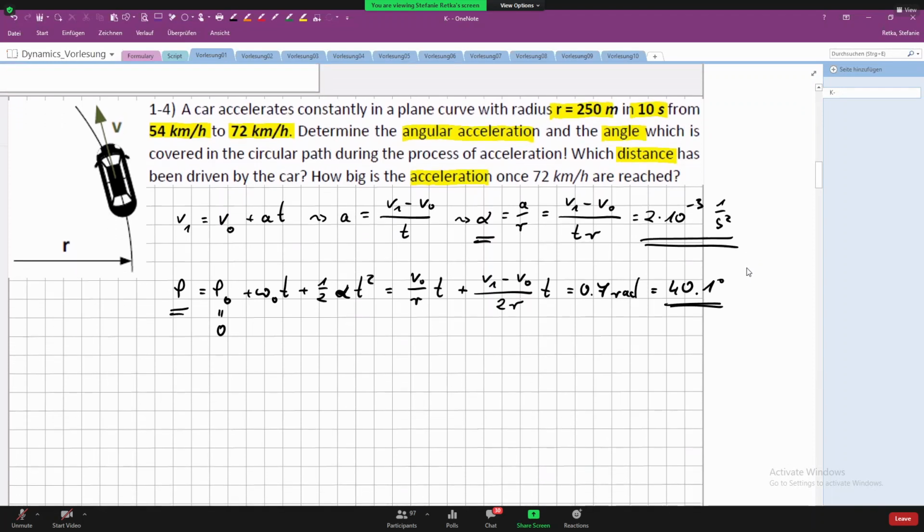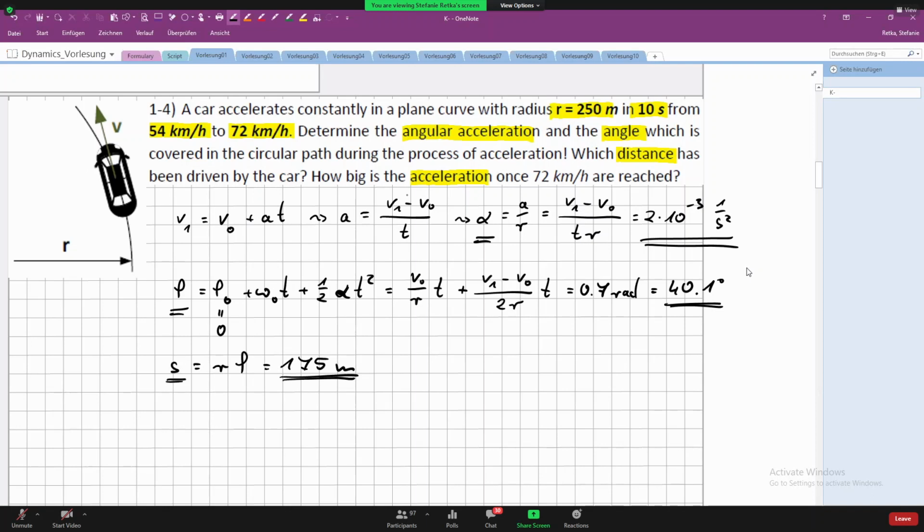Okay, then the third question was the distance that has been driven by the car. The distance corresponds to the arc length, and once we know the angle, it's quite simple: r times phi, which is 175 meters.